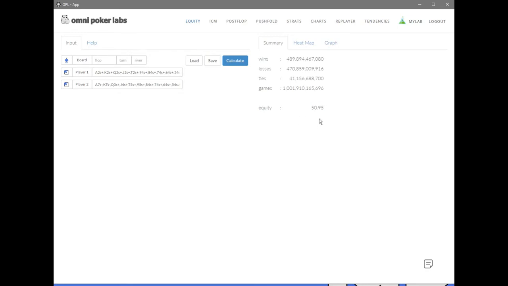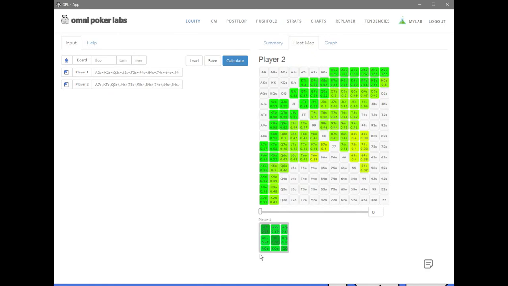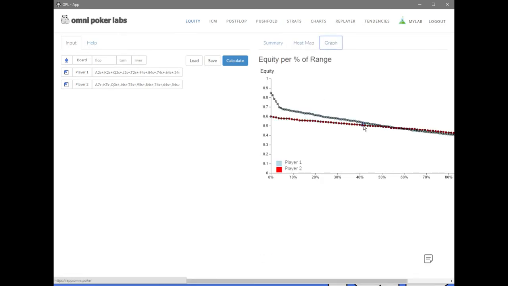And the way this is implemented is that it simulates all possible board runouts for all possible hand matchups while counting wins, losses, and ties. And in addition to the overall equity here, it'll also keep track of the equities of the individual starting hands in each range. And it'll draw an equity distribution graph, which we'll go over later.